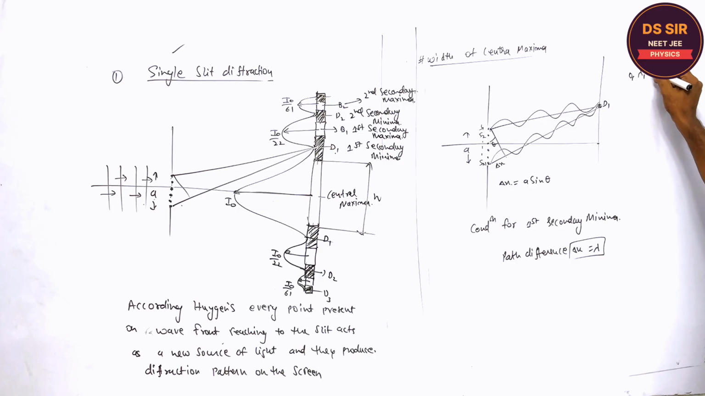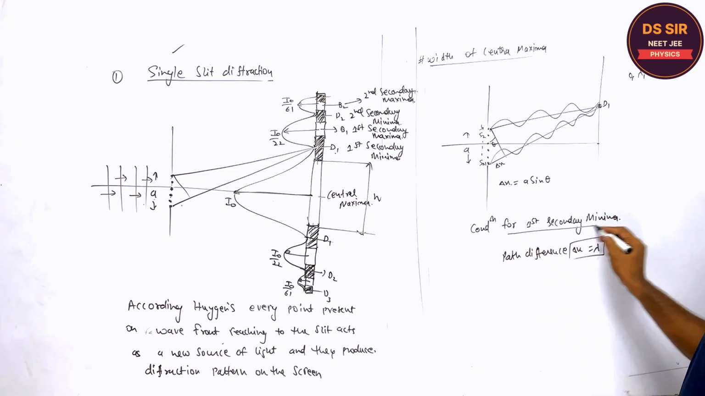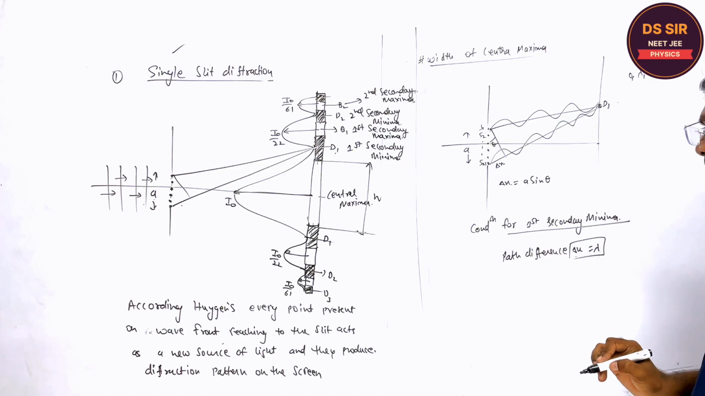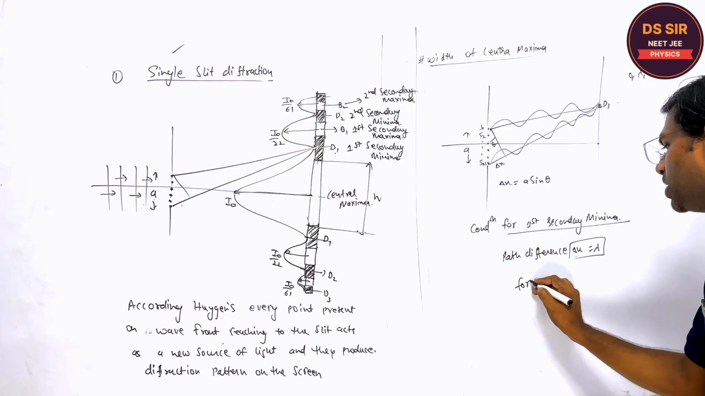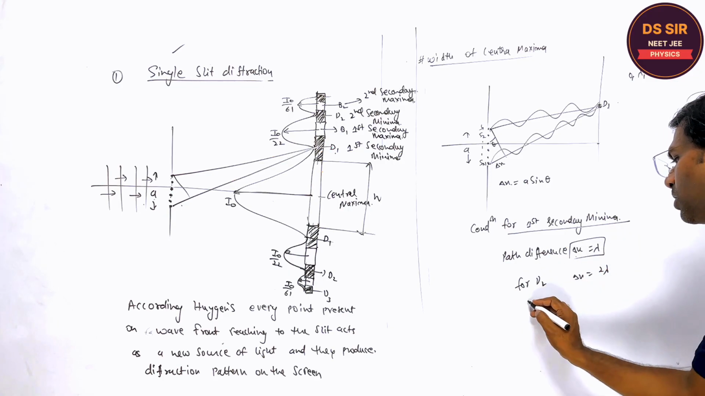What should be the path difference? Lambda 2, lambda 3, lambda. But here, for the destructive interference, the path difference for D1 must be equal to lambda. For D2, the path difference must be equal to 2 lambda, right?